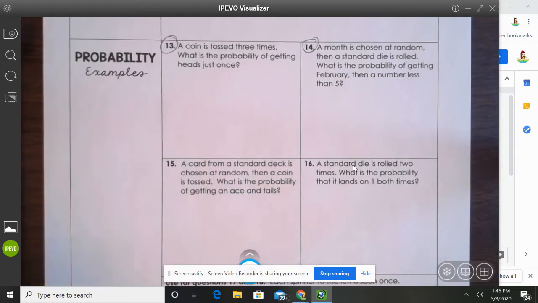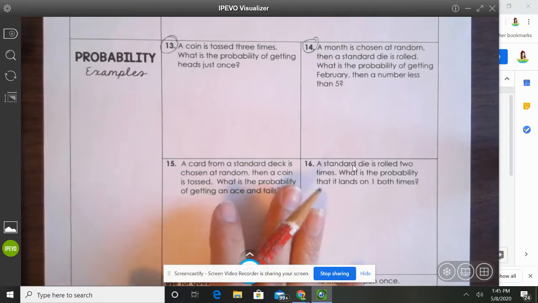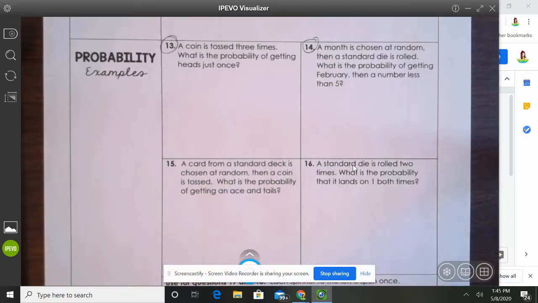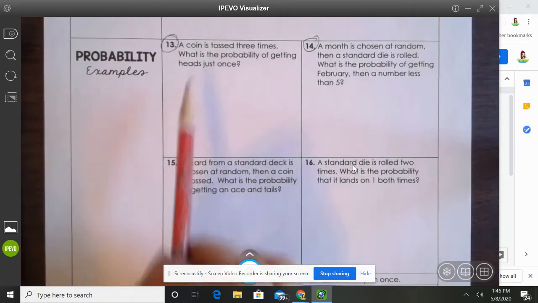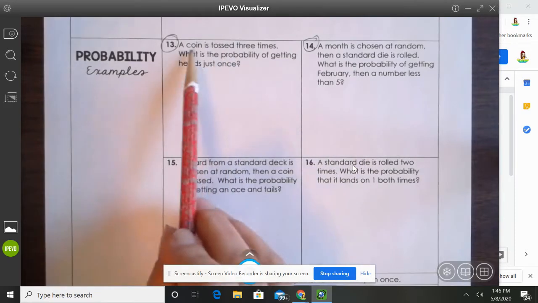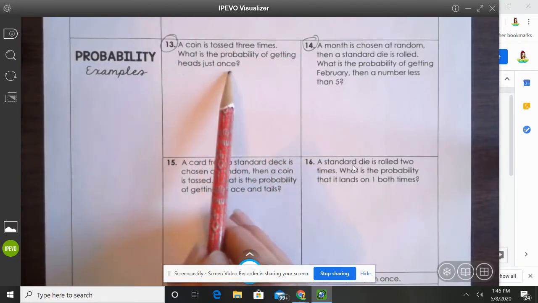In this one, we're going to involve something called the tree diagram. That doesn't mean we're really going to draw a tree, but you don't need to. You just have to understand the concept, what we're combining here. A coin is tossed 3 times. What is the probability of getting heads just once?